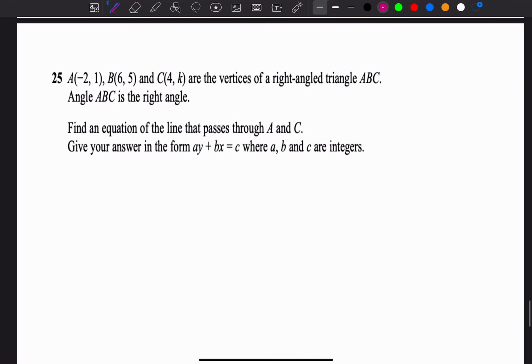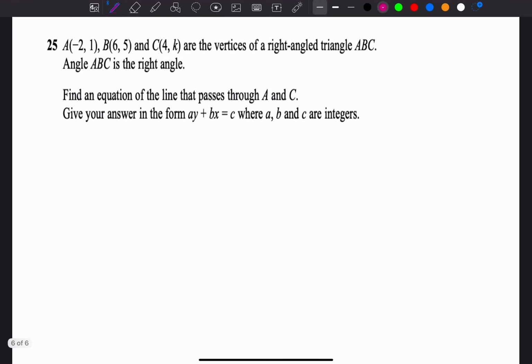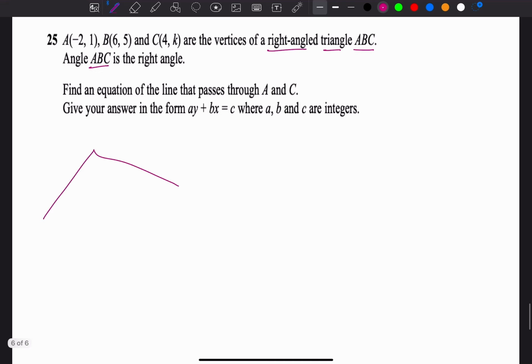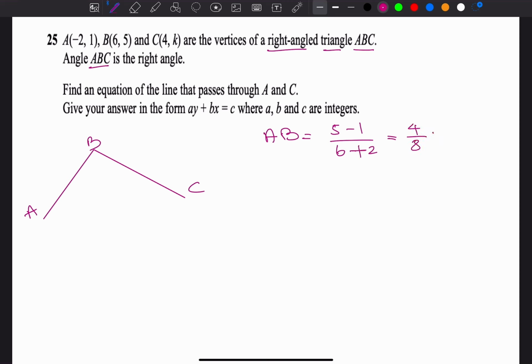So you've got 3 coordinates in there, and then a right angle triangle ABC, where ABC is a right angle. Give the equation of the line that passes through A and C. So if ABC is a right angle, I can work out the gradient of AB, which is change in y over change in x. 5 take away 1 over 6 take away minus 2, which is technically an add. That's 4 over 8, which is just a half. Always simplify. So that gradient is a half.